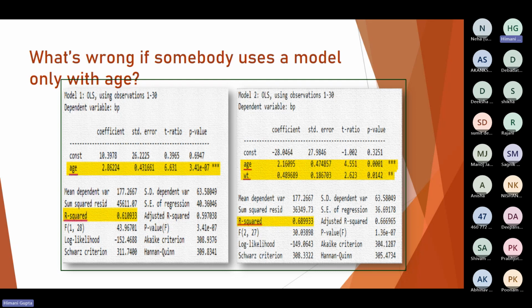As more and more variables you include, your standard error will decrease. Your adjusted R square will increase and your standard error will decrease. Yes, ma'am, I always had this doubt.